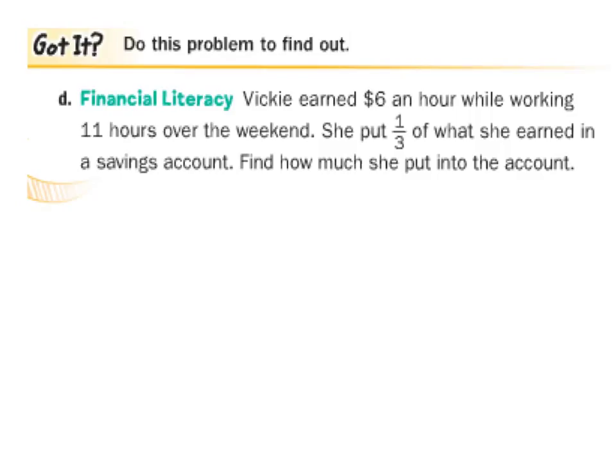So let's try this one. They say that Vicki earns $6 an hour while working 11 hours over the weekend. She puts 1/3 of what she earns into a savings account. Find out how much she put into the account. So we have $6. She worked 11 hours, and she puts 1/3 into that savings account.